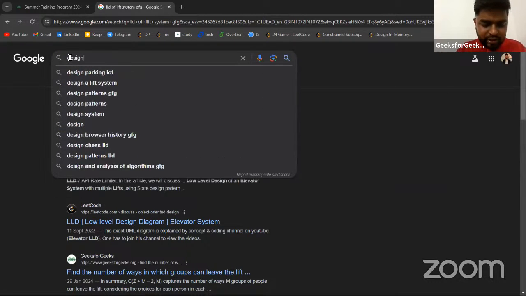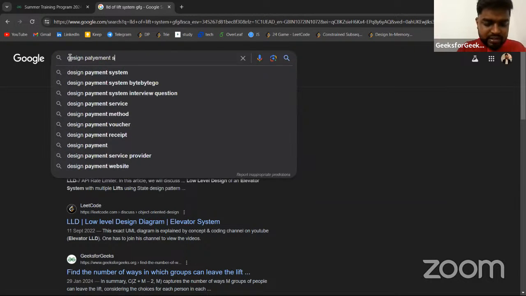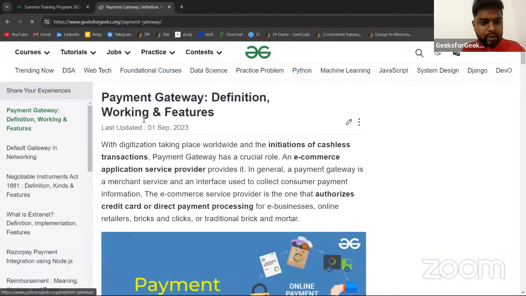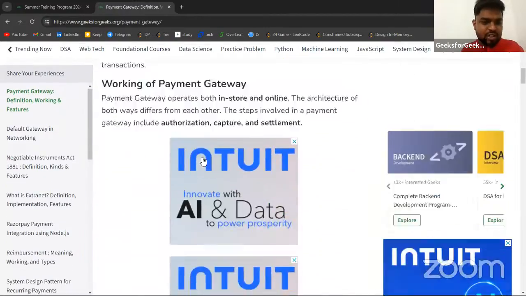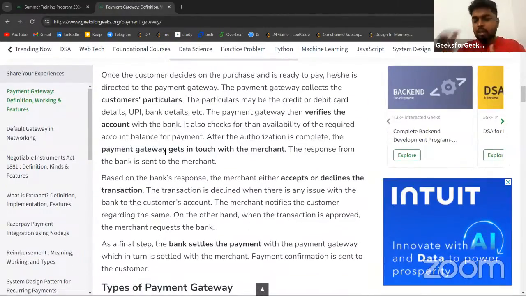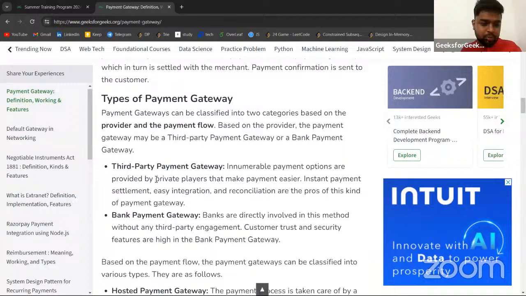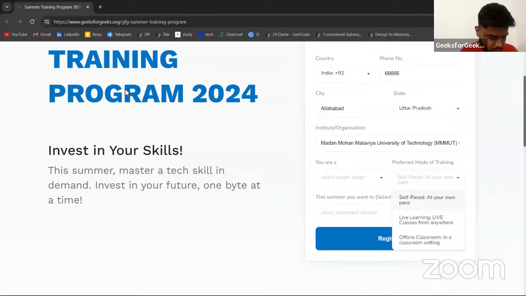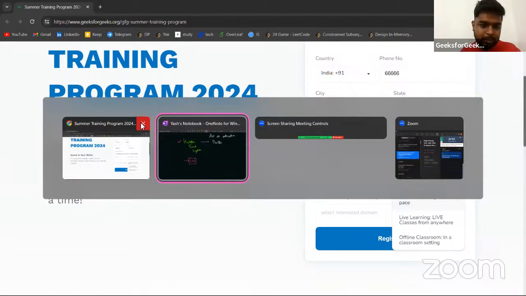Then you can see, let's say, design payment system. I'll write GFG after this. You'll see that you'll get a video on payment gateway definition, working and features. So you can go through these videos. A lot of other things will be given to you, right? Whether you want a third party, whether you want to use a bank gateway or what. So basically it will help you to upskill.